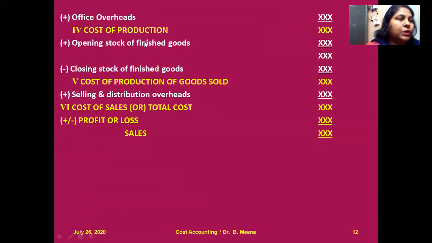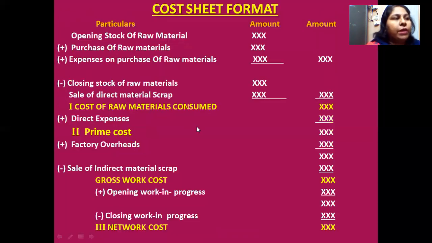Once I calculate the cost of production, I should look into the problem. Is there any opening stock of finished goods or closing stock of finished goods? Opening means we must add it. Closing means we must deduct it. Here the finished goods. Try to have an understanding.